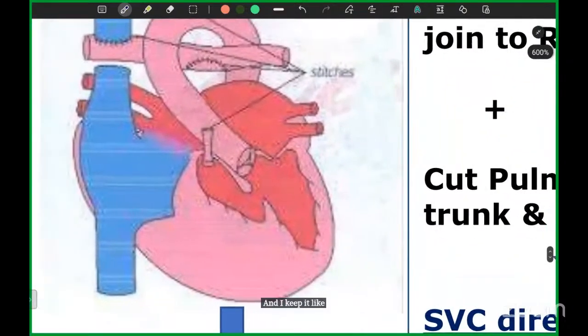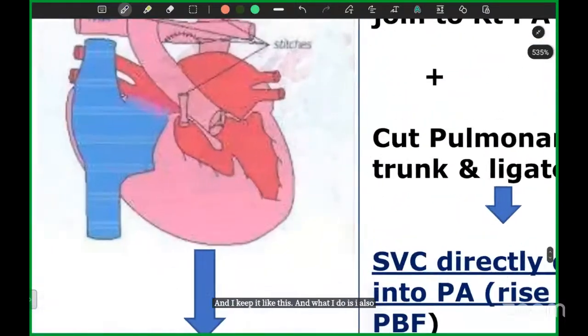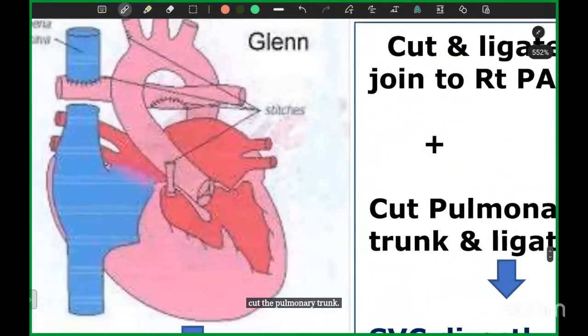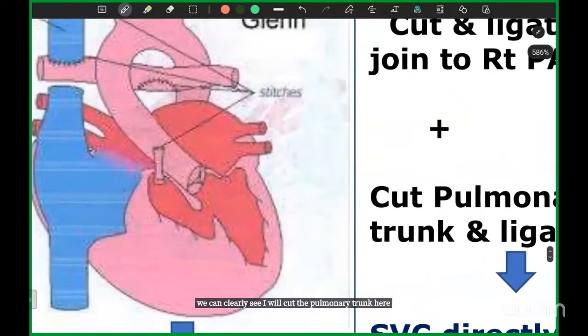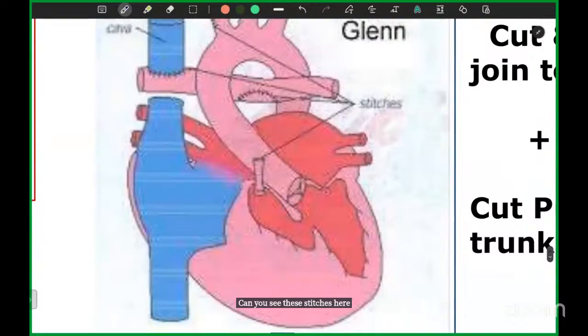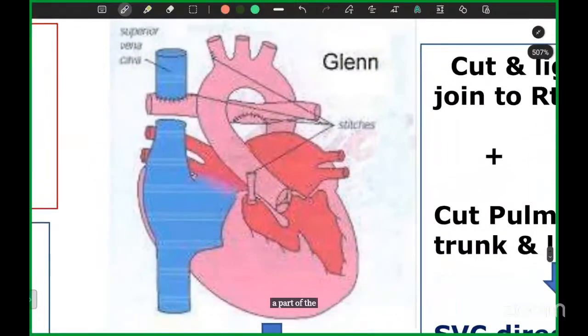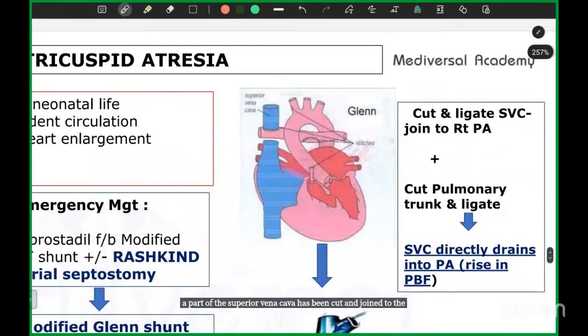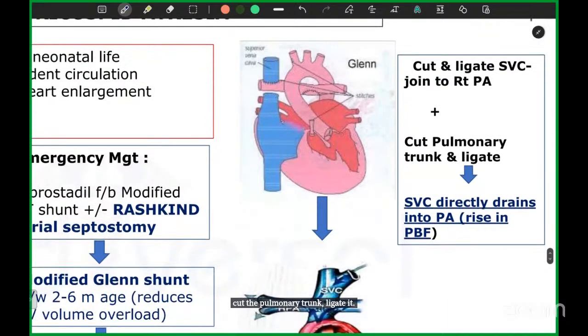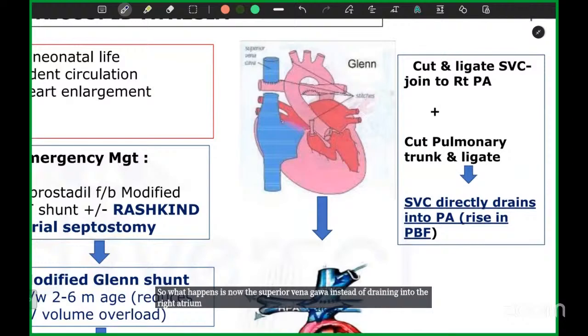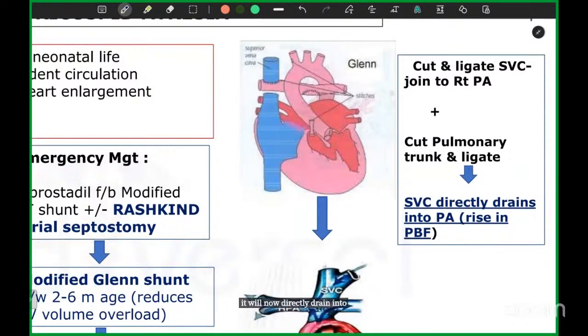And what I do is I also cut the pulmonary trunk. We can clearly see, I will cut the pulmonary trunk here. Can you see the stitches here? The pulmonary trunk has been cut. A part of the superior vena cava has been cut and joined to the pulmonary artery. So cut and ligate the SVC, join it to the right pulmonary artery, cut the pulmonary trunk, ligate it. So what happens is, now the superior vena cava, instead of draining into the right atrium, will directly drain into the pulmonary artery. Thereby, the lungs will no more become oligemic.